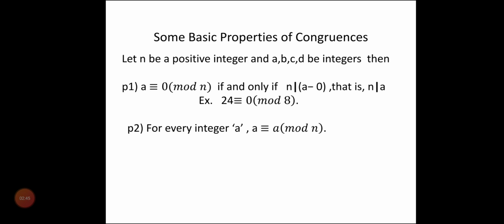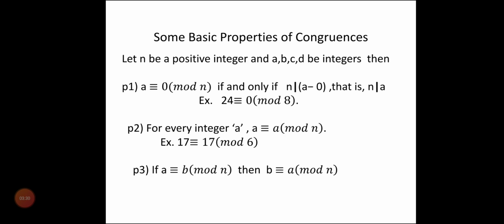Then second property: for every integer a, a is congruent to a modulo n. Very important property. It means every number is congruent to itself modulo n. Why? Because the difference a minus a is 0 and 0 is divisible by any integer n. Therefore every integer a is congruent to itself modulo n. Example, 17 is congruent to 17 modulo 6. Not only 17 but any integer is congruent to itself modulo every integer n, and therefore 17 is congruent to 17 modulo 6.